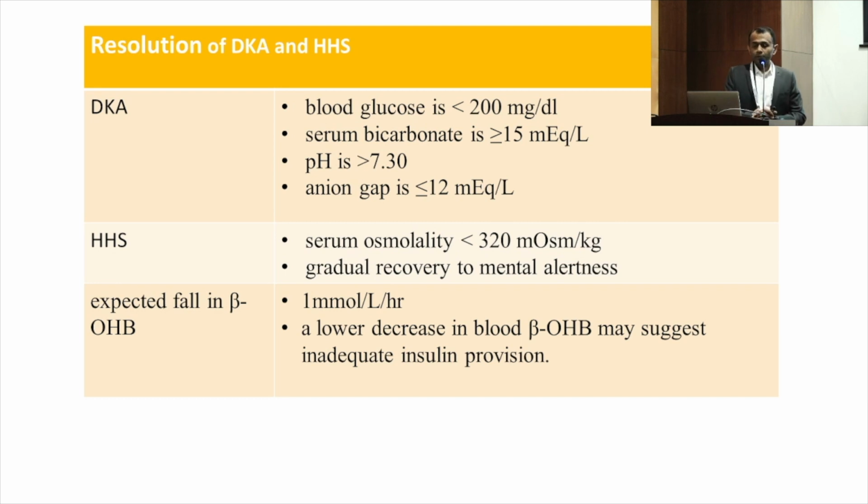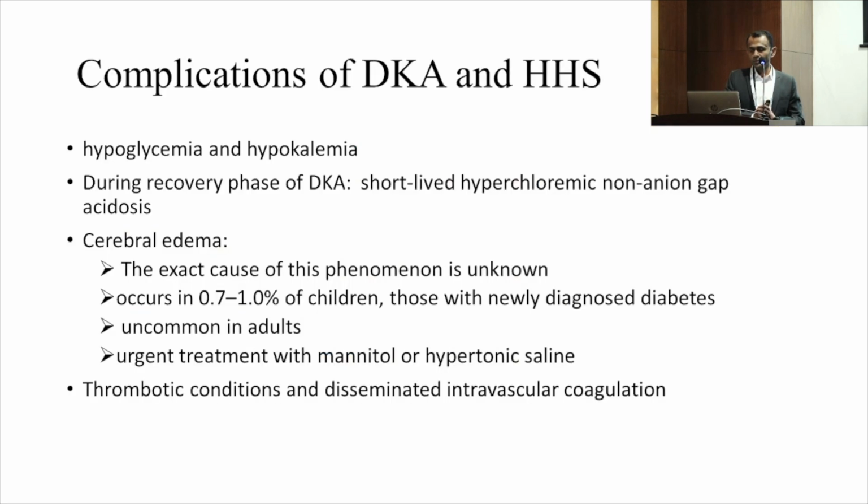For resolution of DKA, we consider the patient has achieved resolution if blood glucose is less than 200, serum bicarbonate is more than 15, pH is more than 7.3, and anion gap is less than 12. Similarly, in HHS, serum osmolality is the target, less than 320. Gradual recovery of mental alertness is important. If you are monitoring beta-hydroxybutyrate, the target is a 1 millimole per liter per hour reduction. If that is not happening, you have to consider increasing your insulin infusion.